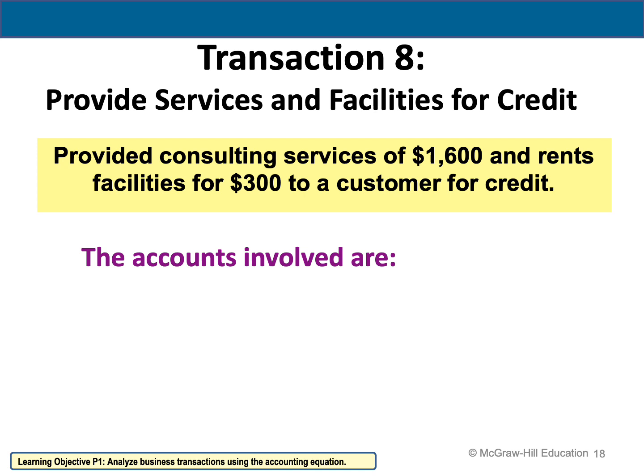Here, we provided consulting services. The company provided the services and completed them, for 1,600. And rent facilities, also another type of revenue, a rent revenue of 300 to a customer for credit. So the company provided two types of services, consulting services and rent facility services, to a customer, but for credit. I'm going to ask you one question now.